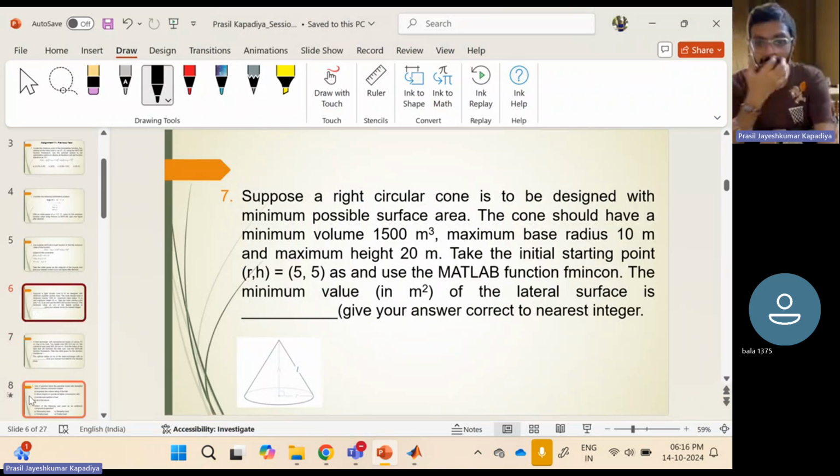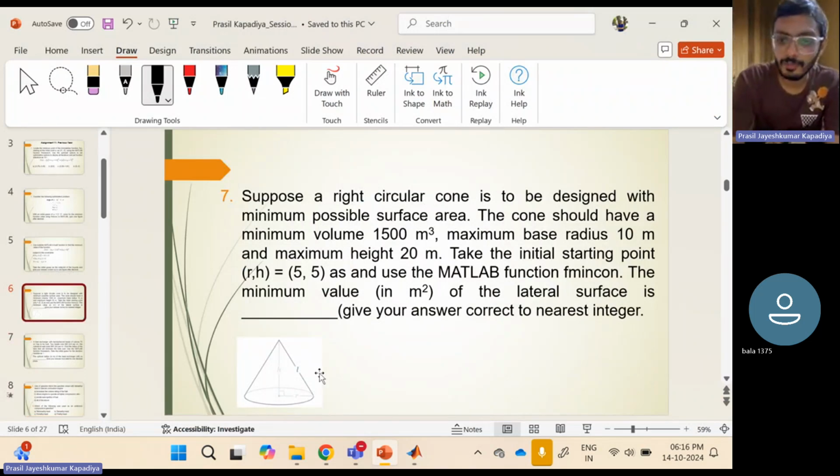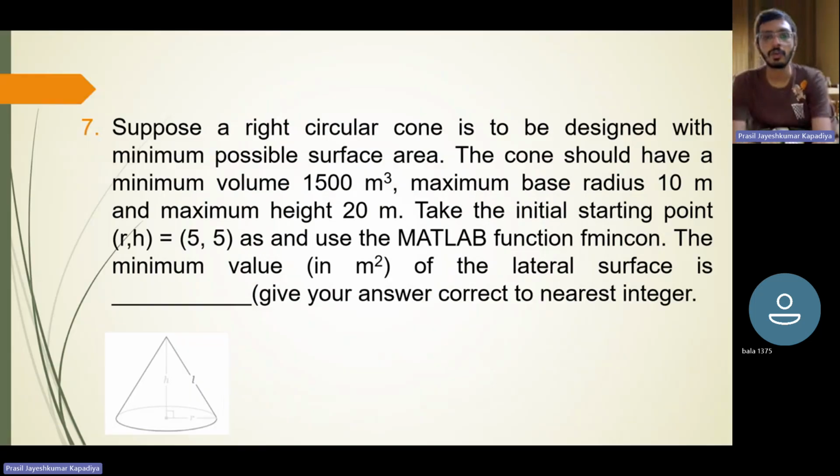So let's try to understand this problem. Suppose a right circular cone is to be designed with a minimum possible surface area. So the surface area should be minimum. The cone should have a minimum volume of 1500 meter cube. Maximum base radius is 10 and maximum height is 20. Take the initial guess of R and H as 5, 5 and use fmincon and find the minimum value in meter square of the lateral surface. Okay, so we will have to formulate this problem.